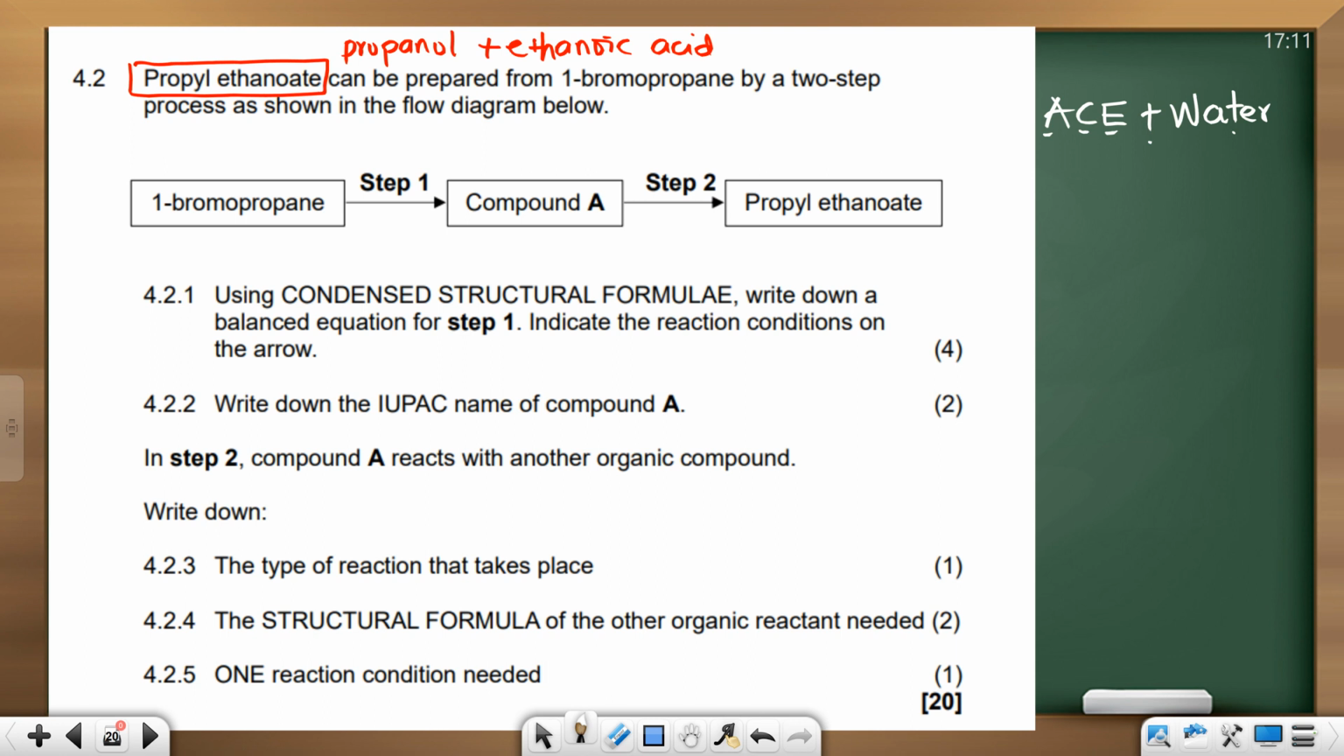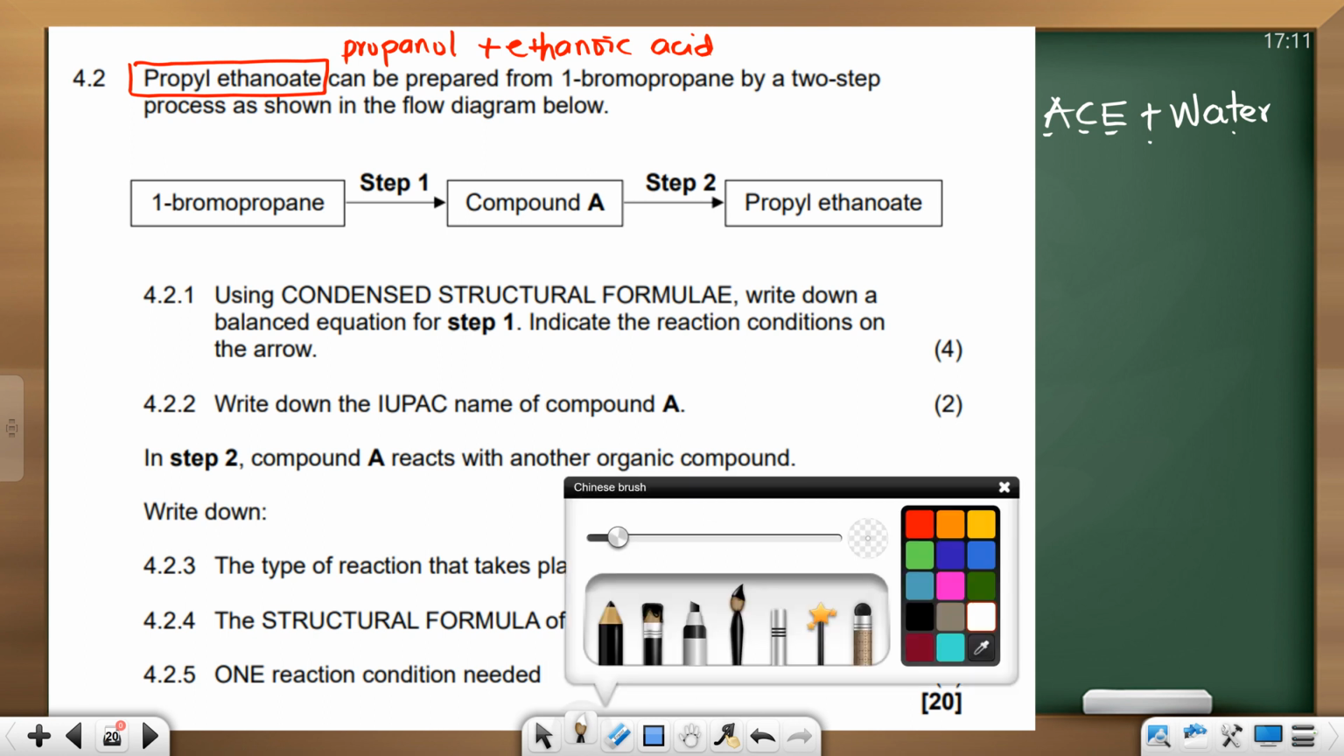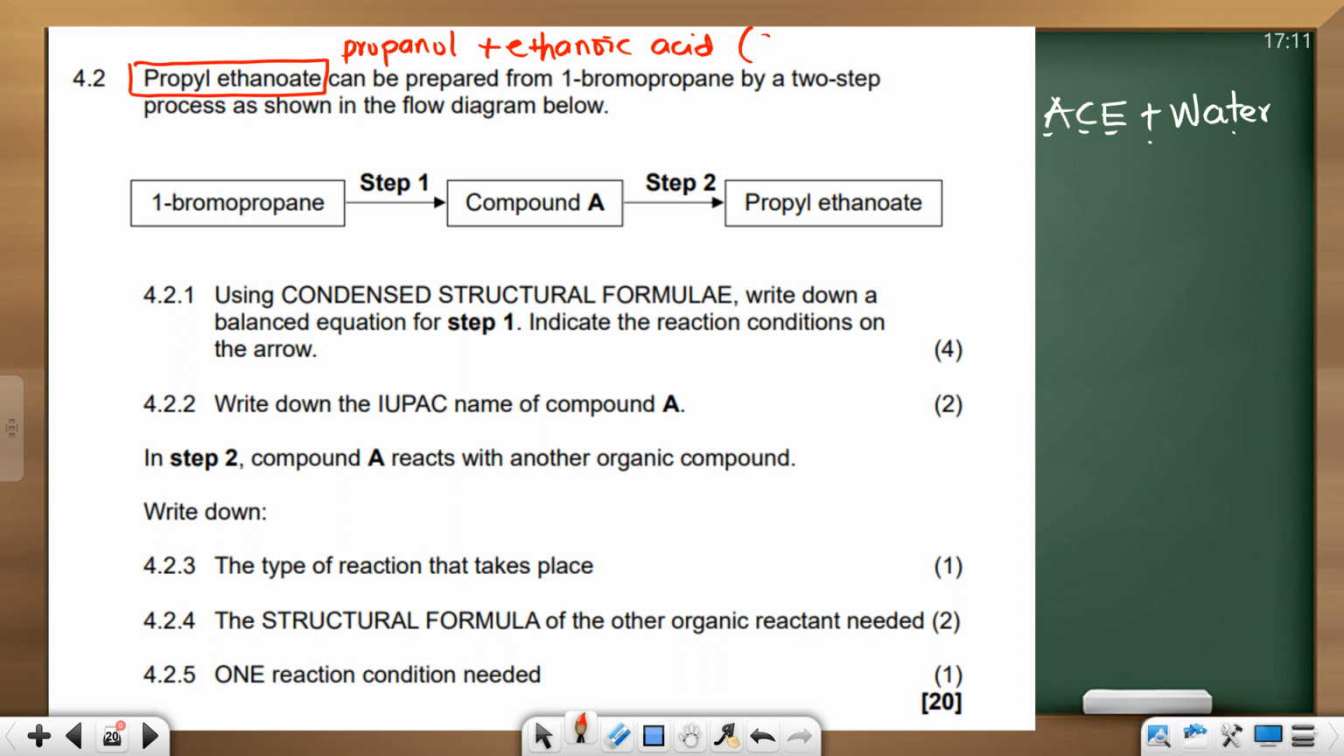So, check. I want you to see what we are enjoying here. Can be prepared from what? 1-bromopropane by a 2-step process. Oh, wait, hold on. We need something here. What do we need? We need concentrated sulfuric acid plus strong heat. But the strong heat must be applied in a water bath. Why? Alcohol is flammable. You don't heat it directly. We call it a water bath.